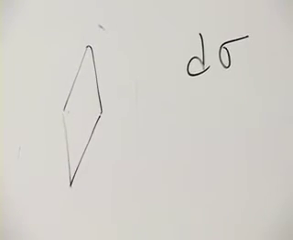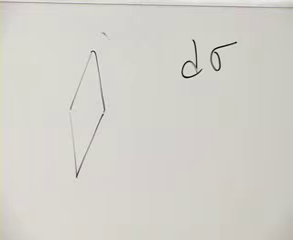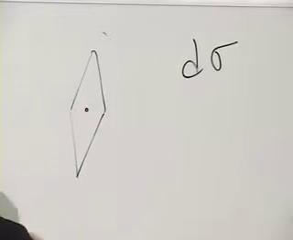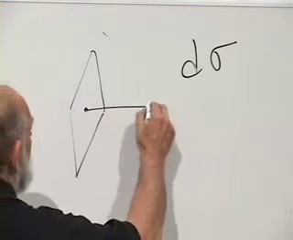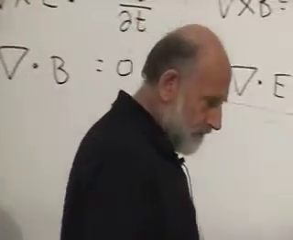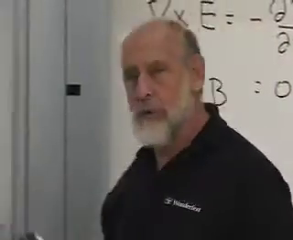But when people write d sigma, they mean something a little more. They mean a vector. Now, how the hell can an area be a vector? Well, what you do is you take that area and you assign to it a vector perpendicular to the area element. We'll decide in a few minutes which direction. Do I do it to the left or do I do it to the right?